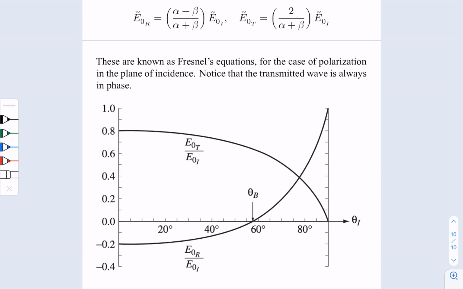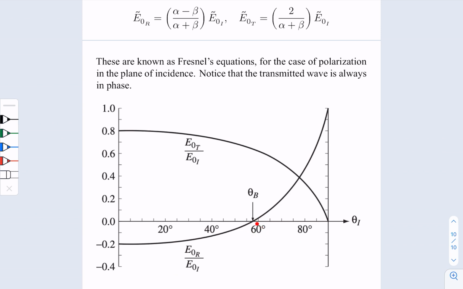I'm not sure if you have heard of this angle. It's called Brewster's angle. Okay, so I think this is something that's very different from the geometrical optics. So the claim is actually here, this is a magic angle.